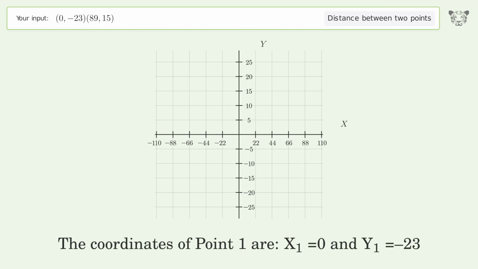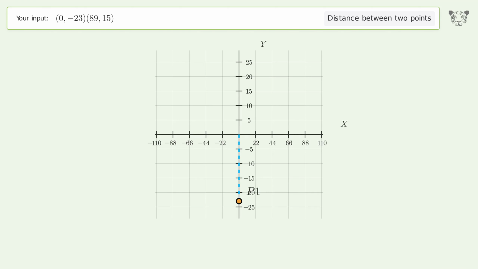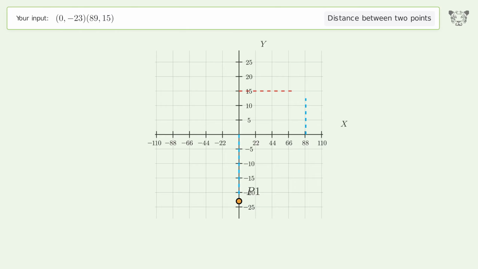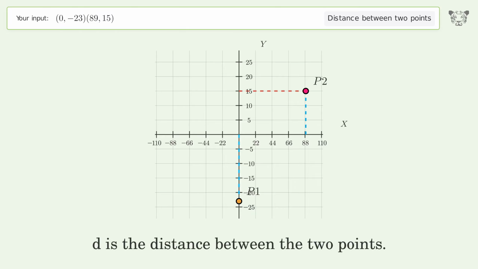The coordinates of point 1 are x1 equals 0 and y1 equals -23. The coordinates of point 2 are x2 equals 89 and y2 equals 15. D is the distance between the 2 points.